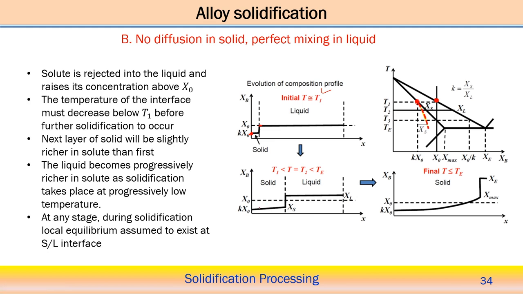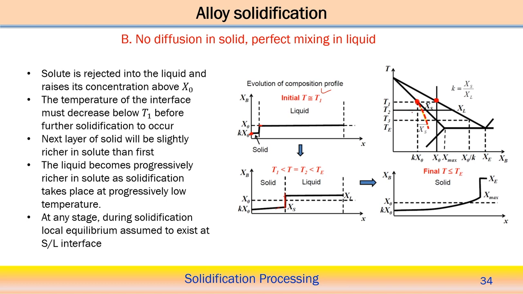here the solid composition gradually increases from kX0 to Xs, but below X0. So, in the solid phase the concentration varies from kX0 to Xs, and at the solid-liquid interface equilibrium exists, because we are assuming equilibrium conditions are maintained at the interface. And in the liquid phase, we are maintaining homogeneity, so the liquid phase has a constant solute concentration.